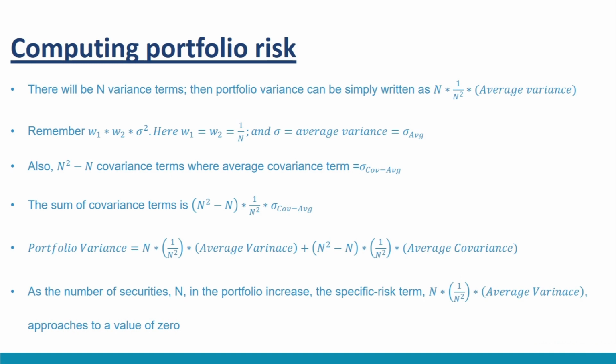Similarly, we can define the average covariance term, that is sigma covariance average. Here, this average covariance reflects the market risk component, that is the risk of the portfolio driven by the covariance across securities. If summed up across n square minus n columns, that is n square minus n into 1 upon n square into sigma covariance average, the overall combined portfolio variance term becomes portfolio variance equal to n into 1 upon n square into average variance plus n square minus n into 1 upon n square into average covariance. Please note that as the number of securities, that is n in the portfolio, increases, the specific risk term, that is n into 1 upon n square into average variance, approaches a value of 0.